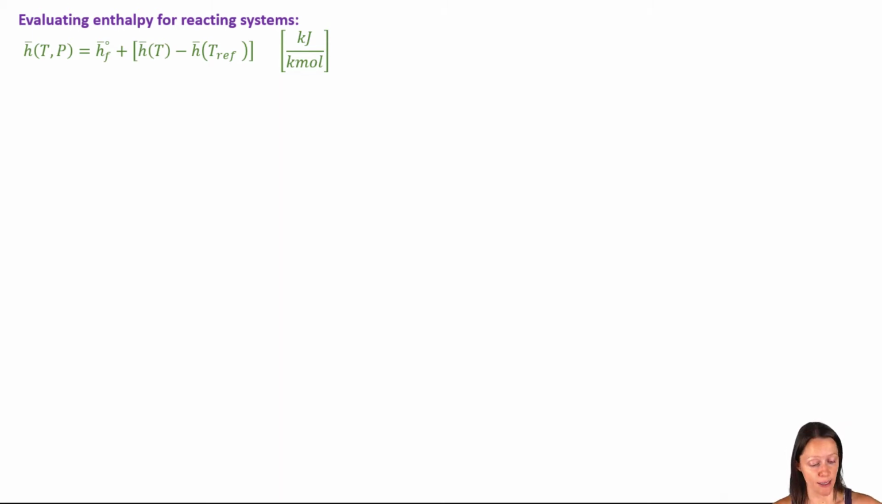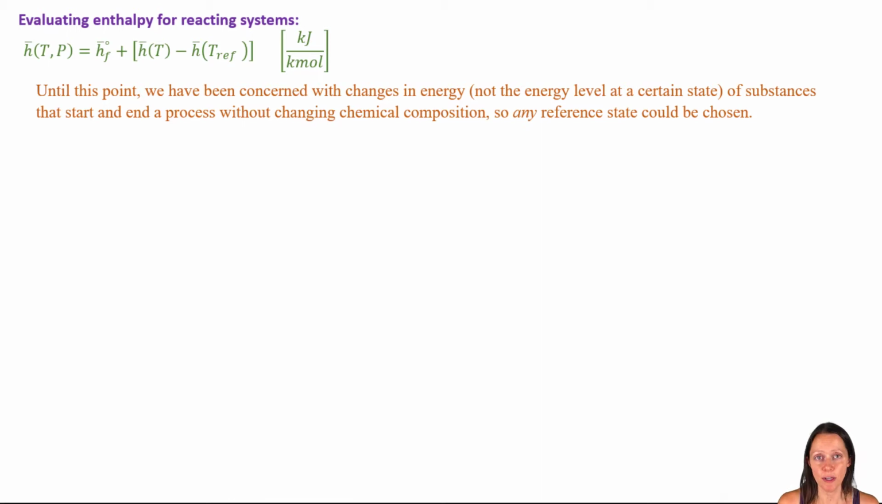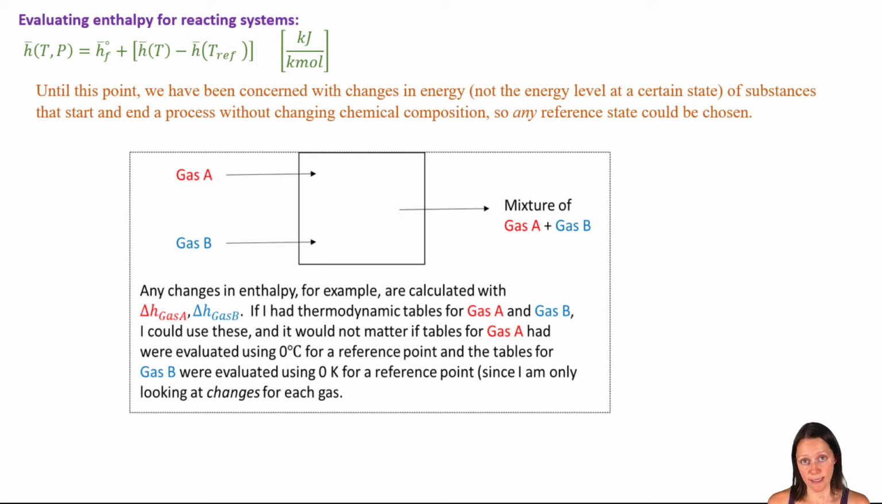And the reason is because up until this point, we've been concerned with changes in energy for processes in which the substances at the beginning of that process and end of that process are exactly the same. So for example, you've got gas A and gas B, they go through some sort of process, and as long as there's no chemical reaction, you end up with gas A and gas B. Now when you apply the first law to this particular process, you'd be calculating changes in enthalpy for gas A and gas B.